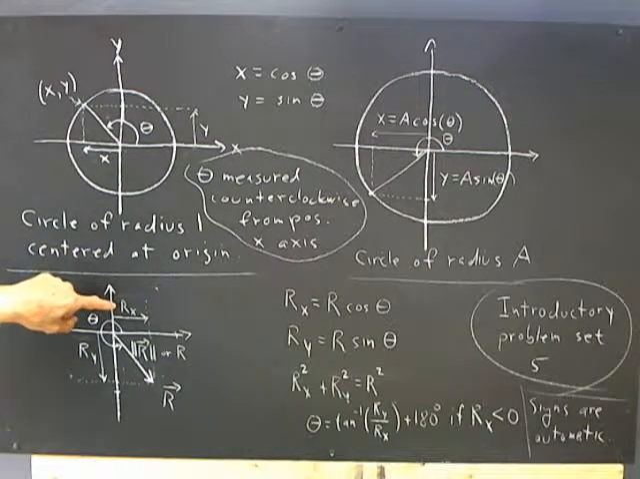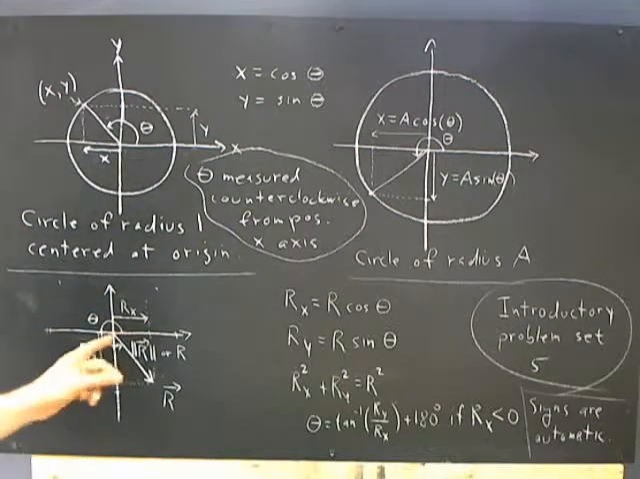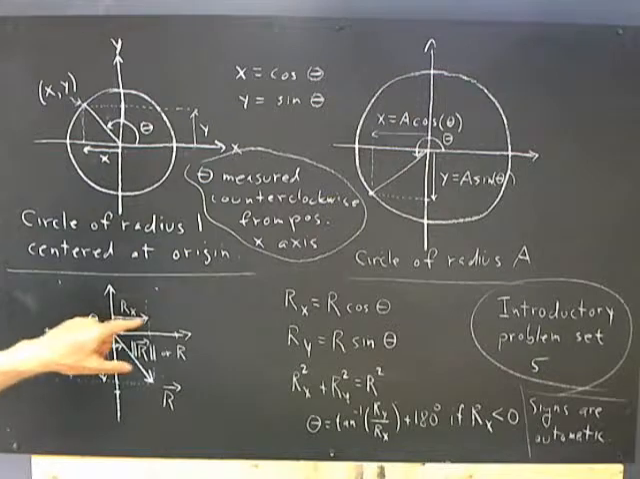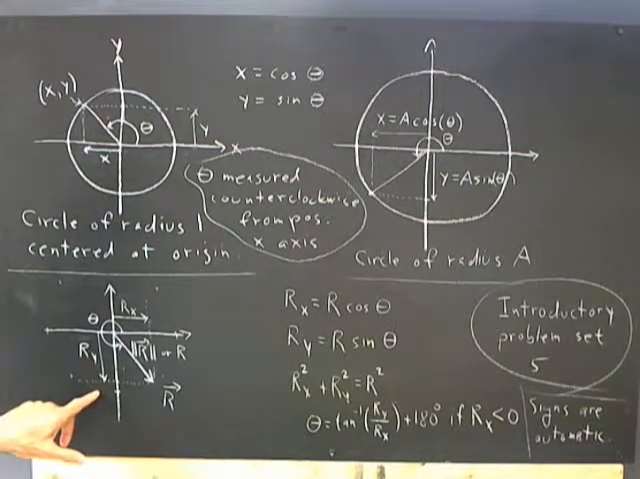Okay, I'm going to regard Rx as simply a signed number. So this is like an arrow on the number line. We're not going to regard it as a vector. And this is going to be a number on the number line. In this case, Rx is going to be a positive number. Ry is going to be a negative number.